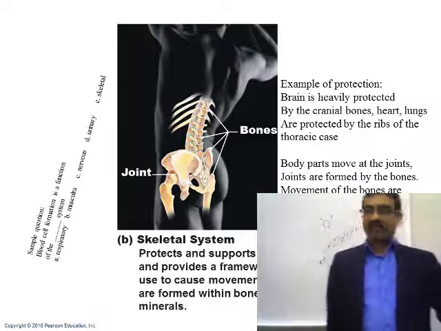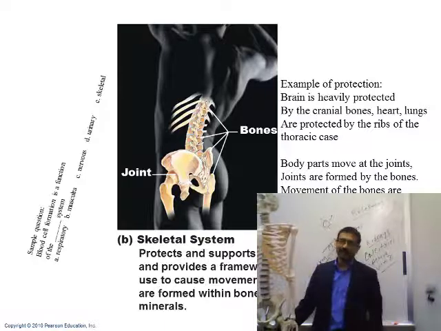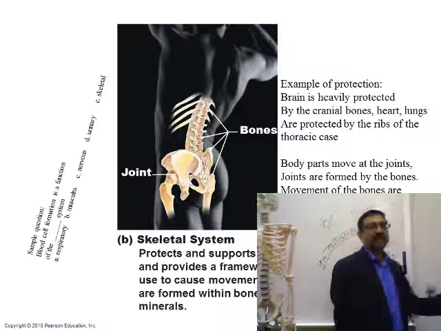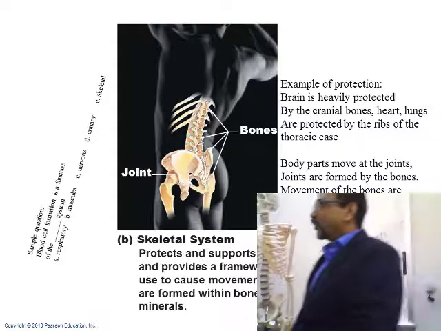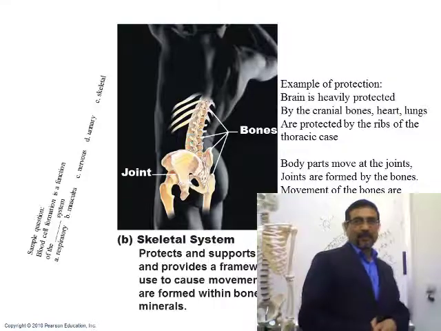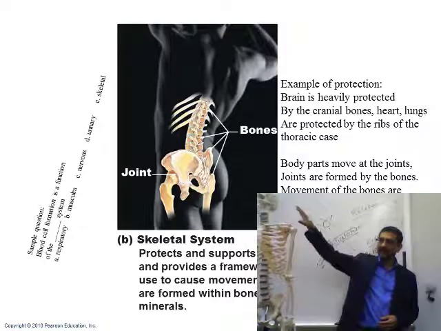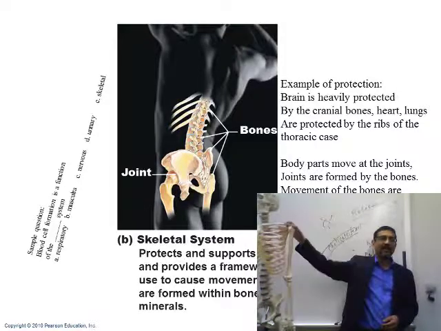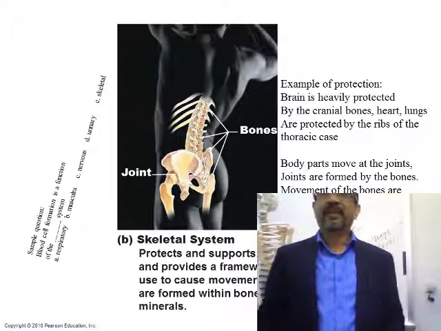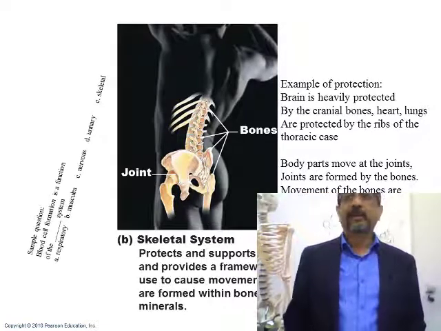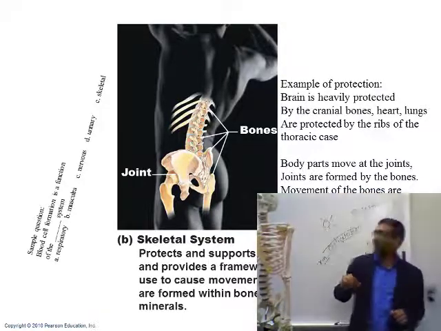Skeletal system. This is your skeletal system. This whole thing. So it consists of the bones, and bones meet at the joints. So bones and the joints together form this whole thing. That's the skeletal system. Now, important functions. Again, protection. Let me quickly give you a couple of examples of how your bones protect your important organs.